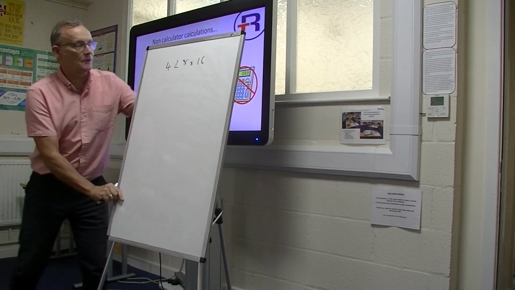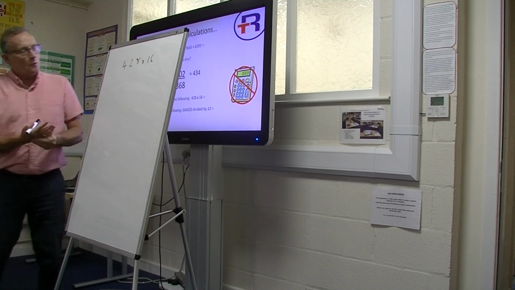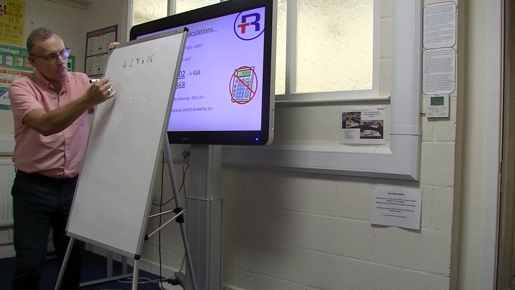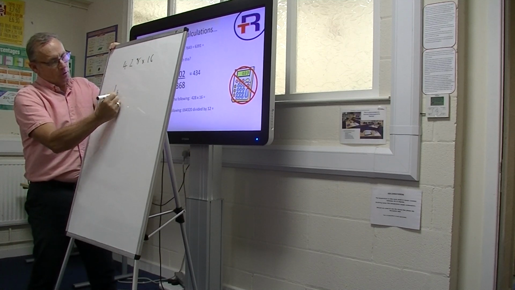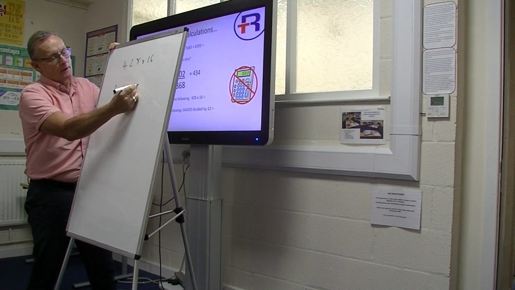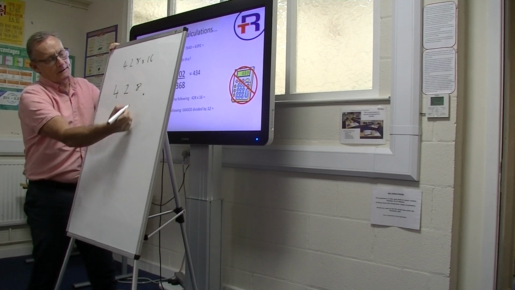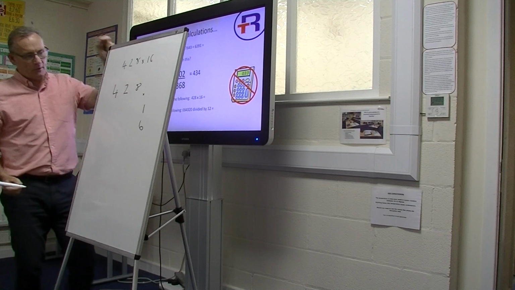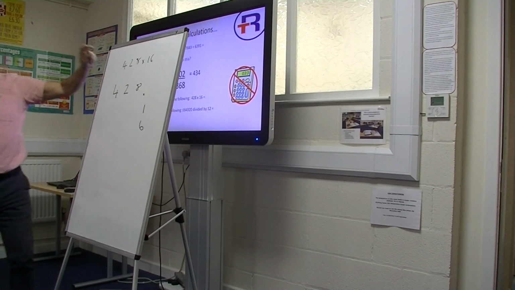And you'll either get this or you won't, because it's one of them. So what you do, there's your sum, 428 times 16. 4, 2, 8, little tiny times sign. And then this is strange, because you write 16 down there like so. Ooh, that looks a bit crazy.